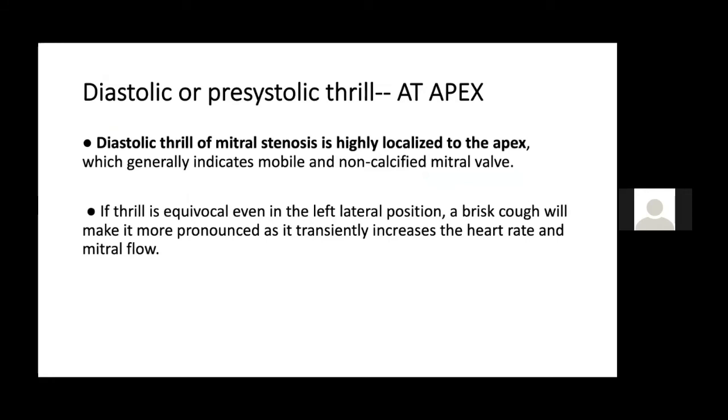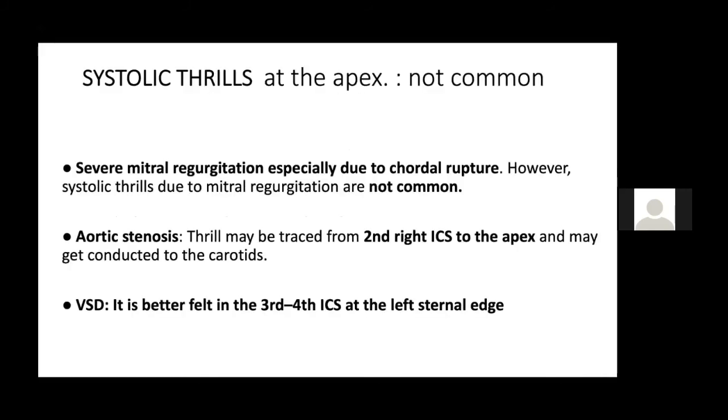Coming to a diastolic thrill. A diastolic thrill at the apex is usually consistent with mitral stenosis, and it is usually localized to the apex. It indicates that the valve is mobile and non-calcified. So unless a valve is mobile and non-calcified, you may not be able to feel a diastolic thrill. And if the thrill is equivocal, even in the left lateral position, you can do something which increases the LA pressure, like exercising or asking the patient to cough, where the heart rate and LA pressure increase, and you may be able to feel a thrill.